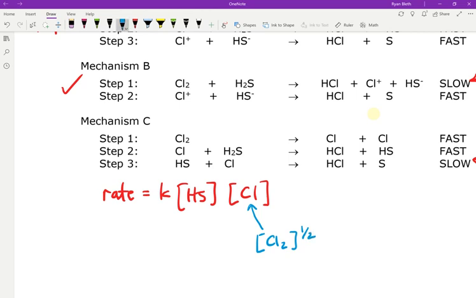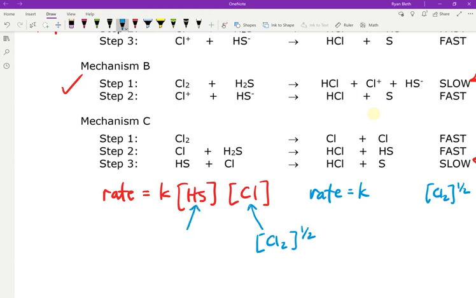We'd need 1/2 of a molecule of Cl2 to make the Cl that's vital here in our rate law expression. So we'd substitute that in place of Cl. So we're going to have rate equals K times, well, let's save some space there, Cl2 to the 1/2. Okay. What else is going to get substituted in?